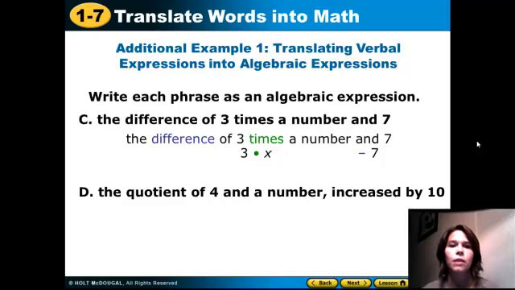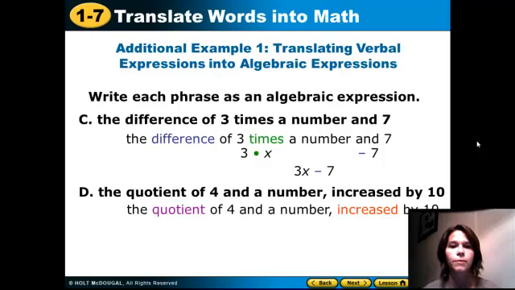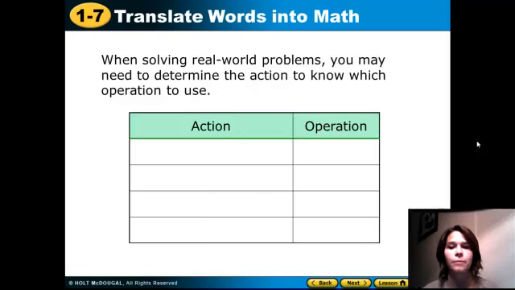For example D, the quotient of 4 and a number increased by 10. Again, a couple things going on here. I have the quotient and I have increased. So the quotient is the answer to a division problem. Increased by is going to be addition. So I've got 4 divided by n, increased by 10.